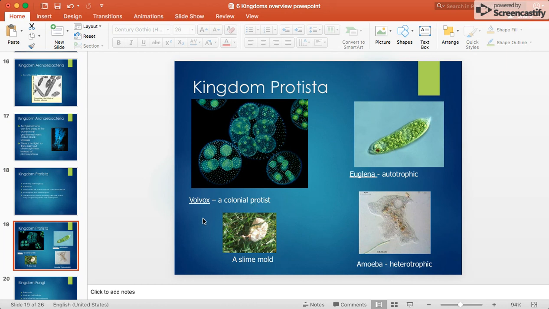Here are some examples of protista. You have a euglena, a volvox, slime mold, amoeba. We watched the Amoeba Sisters, right? So that's where they get that from. So a euglena's autotrophic, amoeba's heterotrophic.